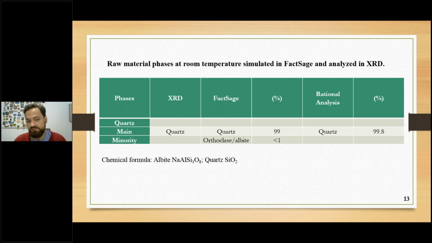Also, here it is possible to see the analysis of quartz. X-ray diffraction and FactSage agree very well.